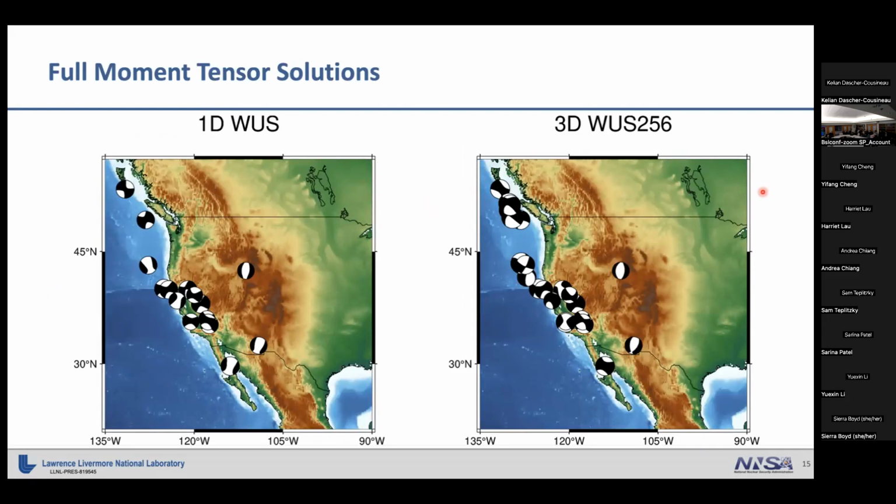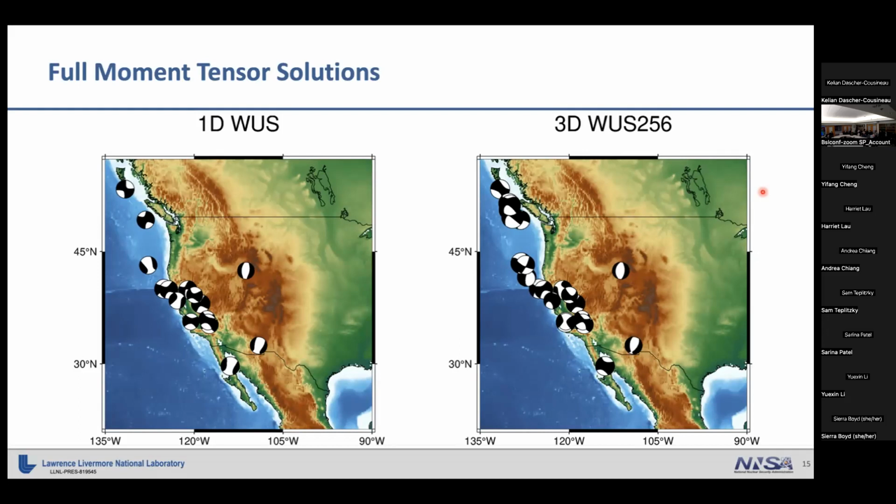So here I'm plotting the full moment tensor solution. Typically for earthquakes, a lot of people just look at the deviatoric. Here we're looking at both components of the moment tensor inversion. On the left-hand side is the 1D Western US model, and on the right-hand side is the 3D Western US model.